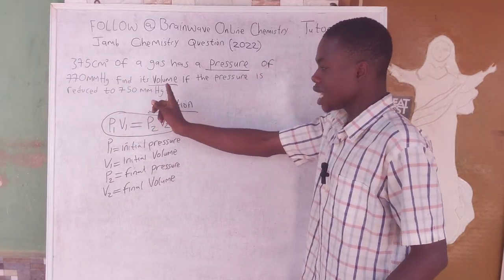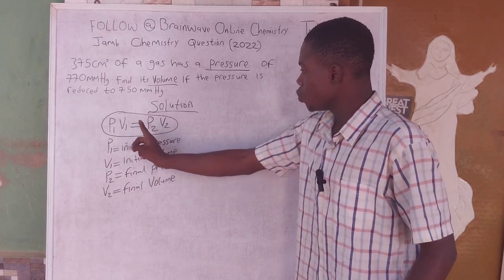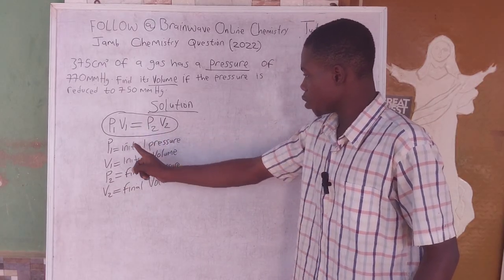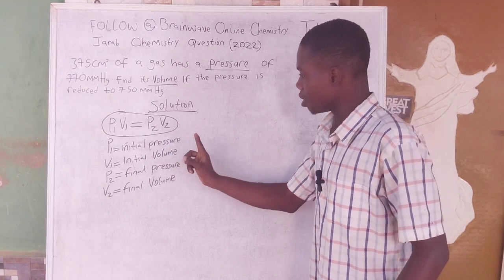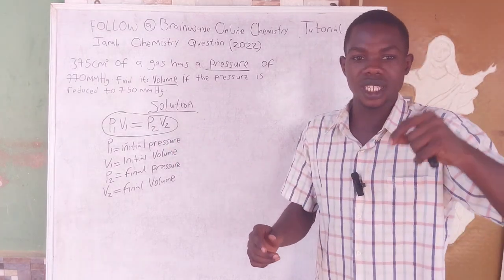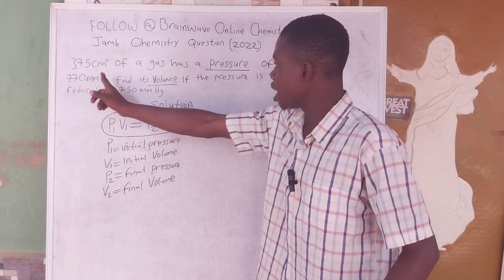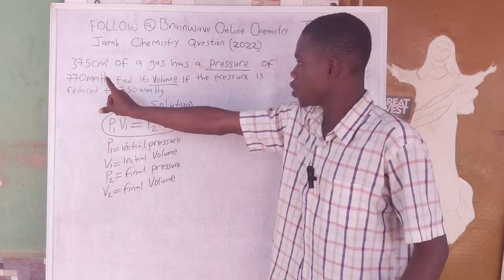Now 375 cm cube happens to be the volume. In the equation we have V1 and V2, where V1 is the initial volume and V2 is the final volume. Initial volume happens to be the first volume given in the question, so I want you guys to take note of that. And 375 cm cube happens to be the first volume.